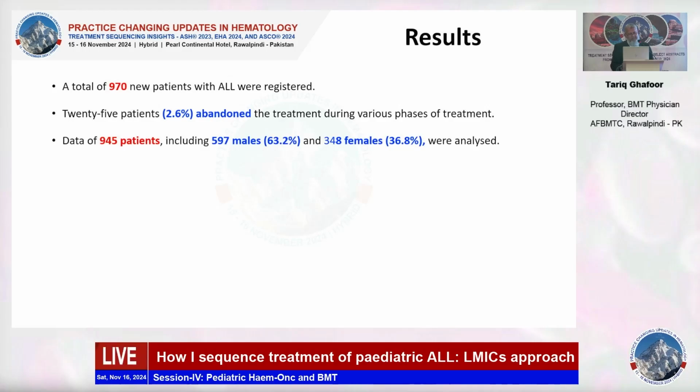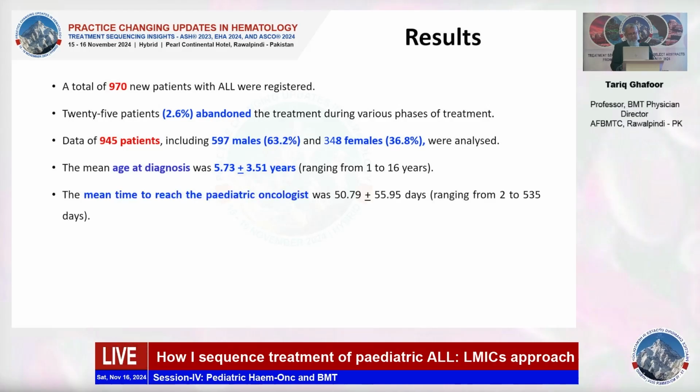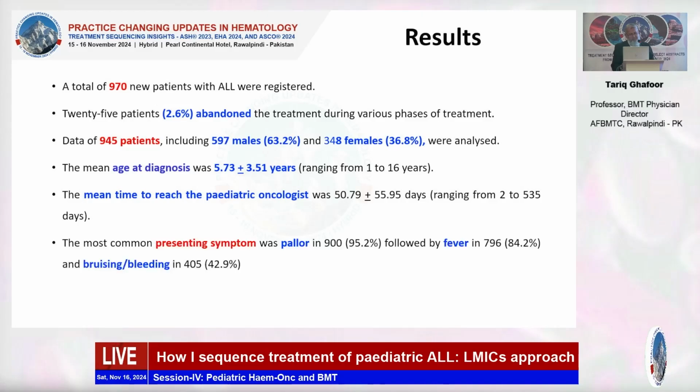So we had data of almost 950 patients, including 600 male and 350 female. The mean age was about 5.7 years. And this is a very significant fact which I am going to highlight again: the mean time to reach the pediatric oncologist was almost 2 months. One patient reached us after about 18 months of using various treatments.